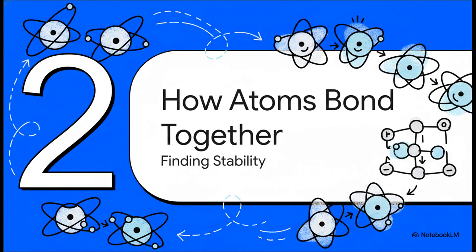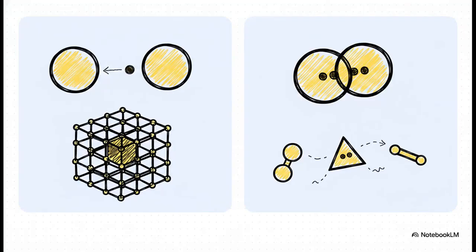Moving on to Section 2. How atoms bond together: finding stability through interaction. We are now zooming out from single atoms to see how they actually solve their main problem of needing stable outer shells. Atoms basically employ two incredibly different strategies for finding that stability. Let's look at ionic bonding first. This is extreme, it's rigid, and it's highly transactional.